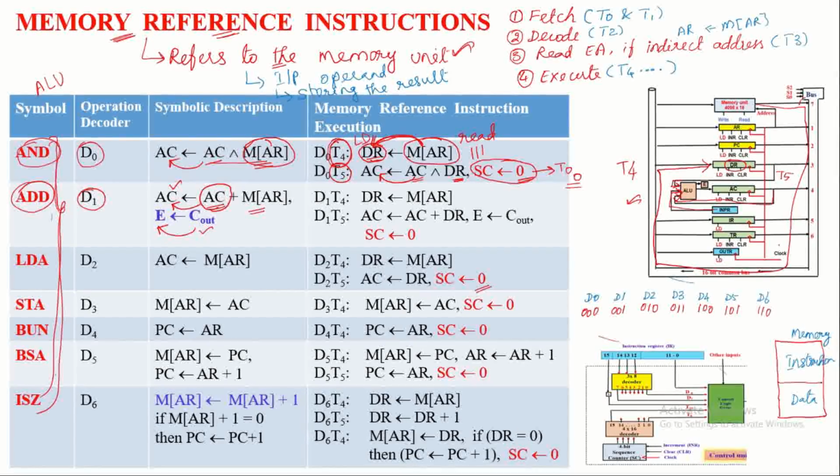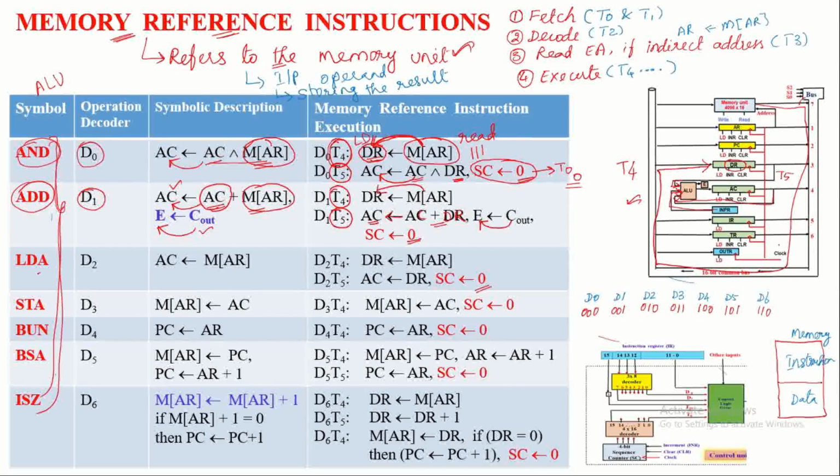Since one of the operands is taken from the memory unit, as we just discussed in the AND operation, during the timing signal T4, that operand needs to be transferred to the data register, and during the timing signal T5, the sum operation can be performed by taking one of the operands from the accumulator and another operand from the data register, and the sum value is stored into the accumulator. And during the addition operation, if any carry is generated, that carry is stored into the extended accumulator bit, and at the end of the instruction execution, the sequence counter value also needs to be cleared.